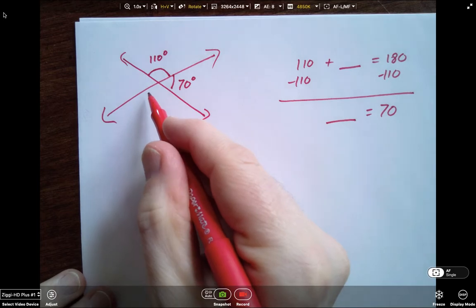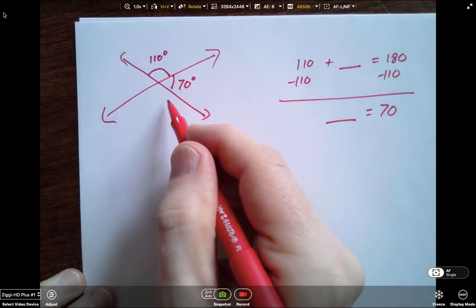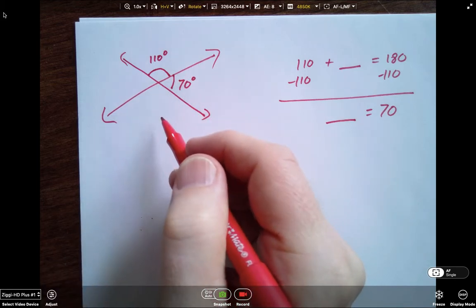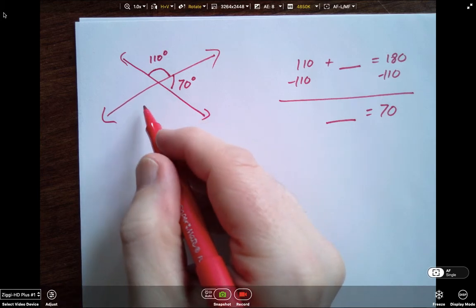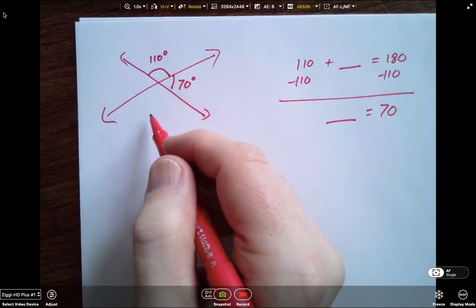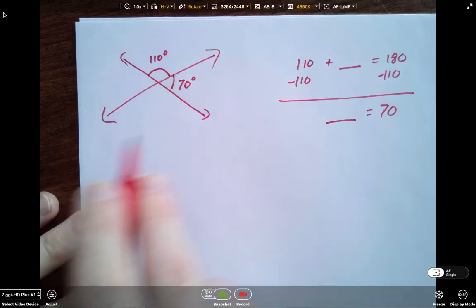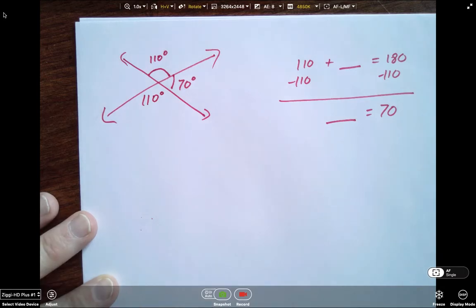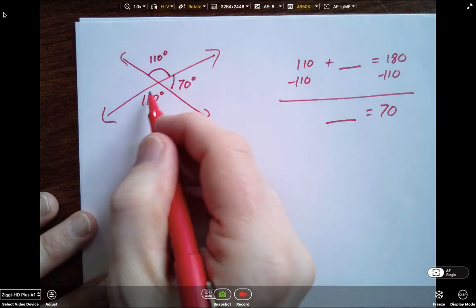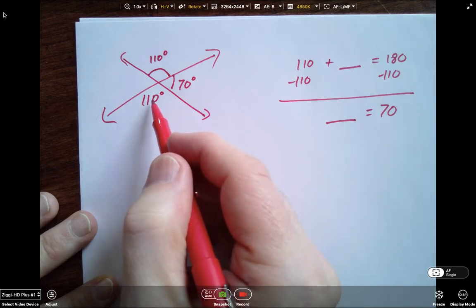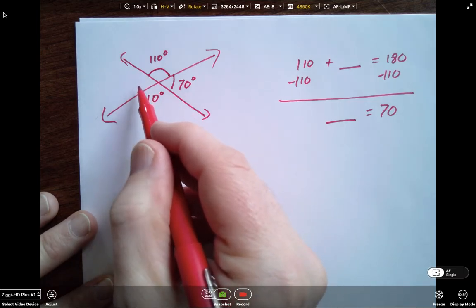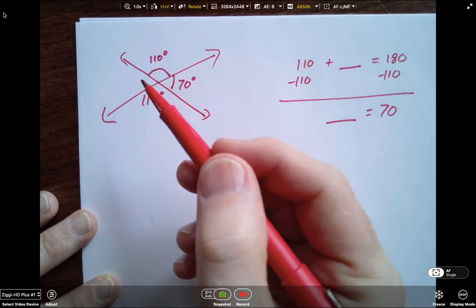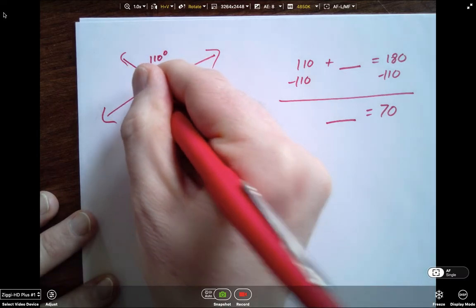Now, this angle here at the bottom forms a straight line with this 70-degree angle. So what angle measure forms a straight line with 70? Which one adds up to 180? Hopefully in your head, you see that that's 110 degrees. And then this last angle, we could either use this 110 and say this 110 plus this last angle has to equal 180, or this 110 plus this angle has to equal 180. Either way, this angle here is 70 degrees.